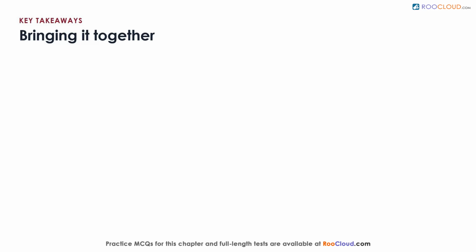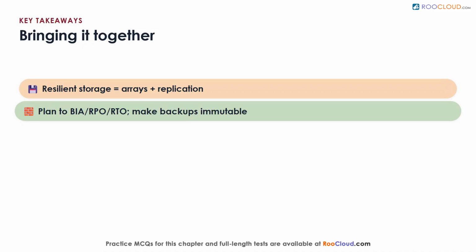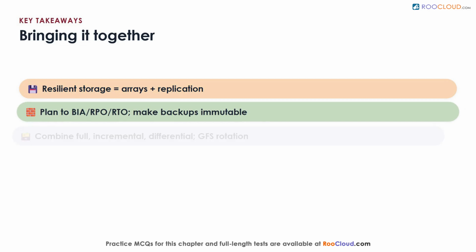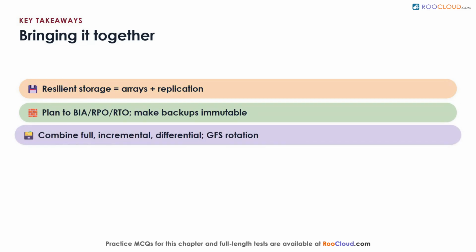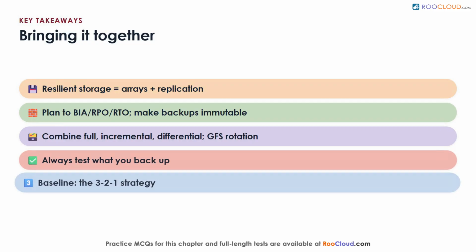So let's bring it together. Resilient storage uses disk arrays and replication. Plan backups around your impact analysis and recovery objectives. Make backups immutable and control offsite and cloud storage tightly. Choose media wisely and combine full, incremental, and differential schemes. Rotate with grandfather, father, son, and always test what you back up. And lean on the 3-2-1 strategy as your baseline. Master this, and your data can survive almost anything.